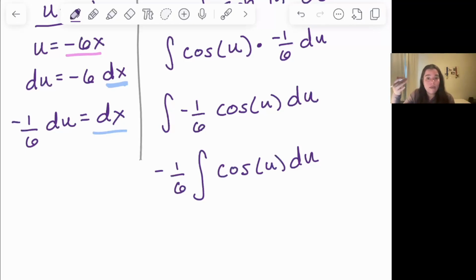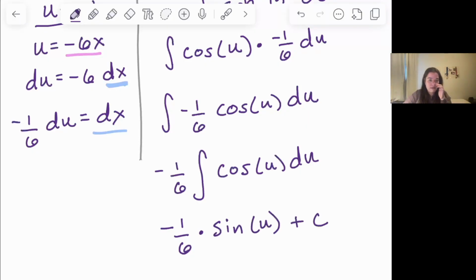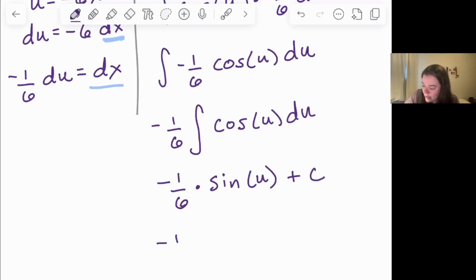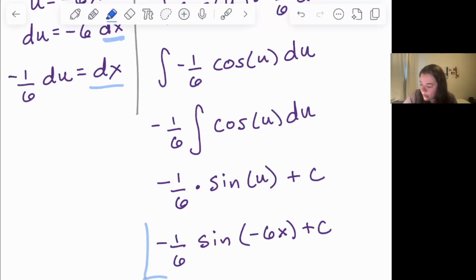Well, the antiderivative of cosine of u du is, well, the negative 1/6 comes with us, times the antiderivative of cosine of u, which is sine of u plus c. So there it is. There is the antiderivative in terms of u, but now we need to put x back in. U was equal to negative 6x, so here it is. This would be our final answer.